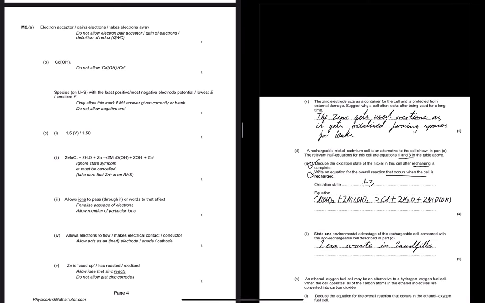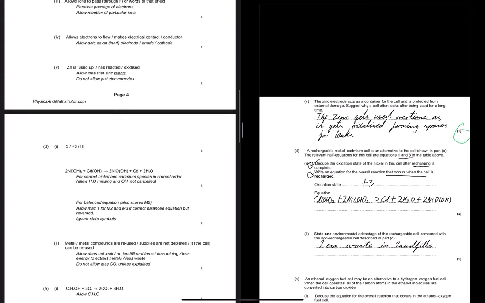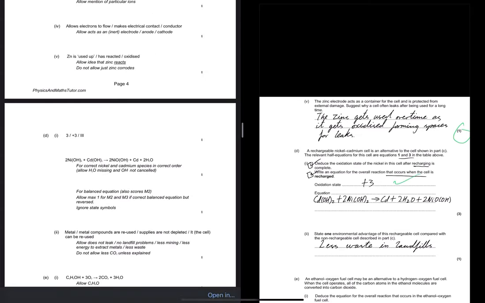Number 5. Zn is used up. Zinc gets used up over time. It gets oxidized. Yeah, you're saying the right words there. Next one is +3. Cd(OH)2 plus 2Ni(OH)2. Yes. Correct. 3 marks there. It's balanced as well, so that's fine. That's 2 marks.